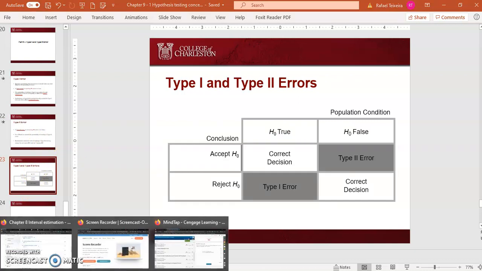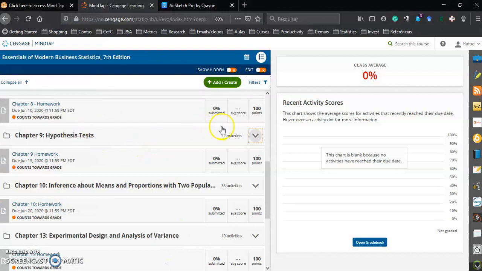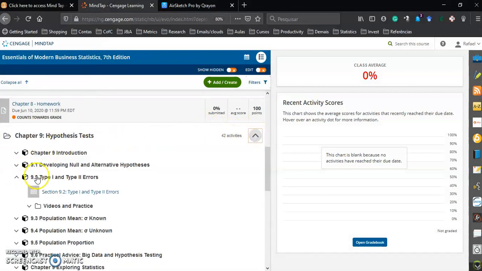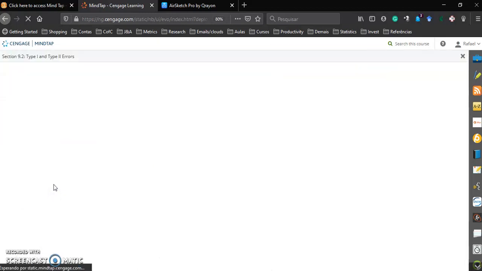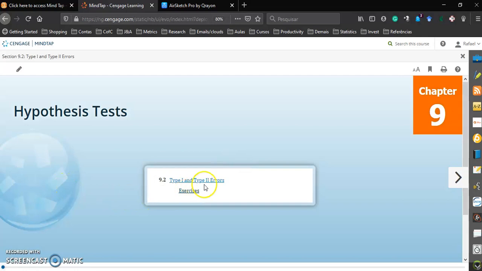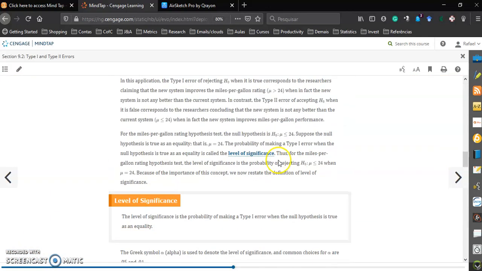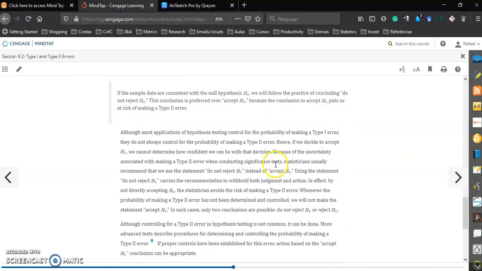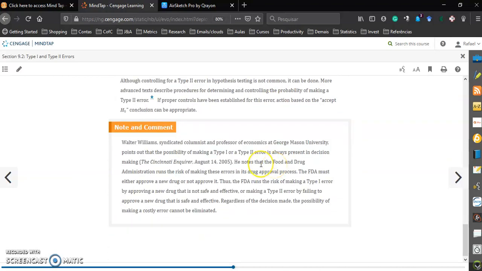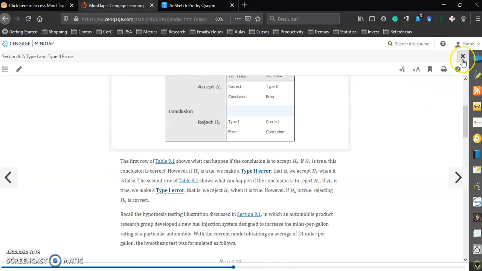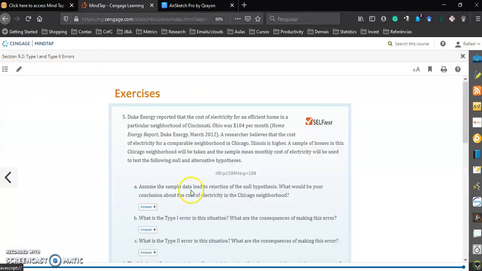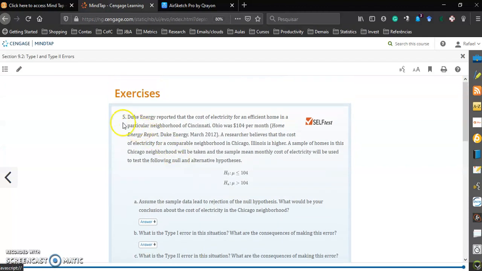Okay? So let me go to MindTap. So in MindTap chapter 9, we have section 9.2, type 1 and type 2 errors. If you click here, then you have this very small menu. Here you can read, and I suggest you to read. Don't take only what I tell you, show you in the videos. Read to complement your learning. Please read. And if we click here, we go back, and then we have some problems. Let's take a look at this one.